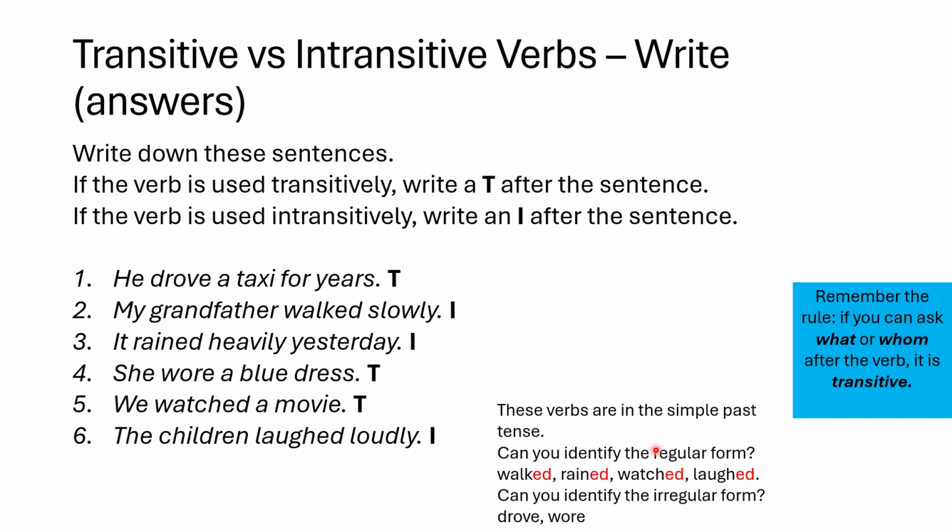Here are the answers to the extender. The regular form verbs in the past tense are walked, rained, watched, laughed. You can tell by the ed suffix used at the end of the word. And the irregular form, drove and wore.